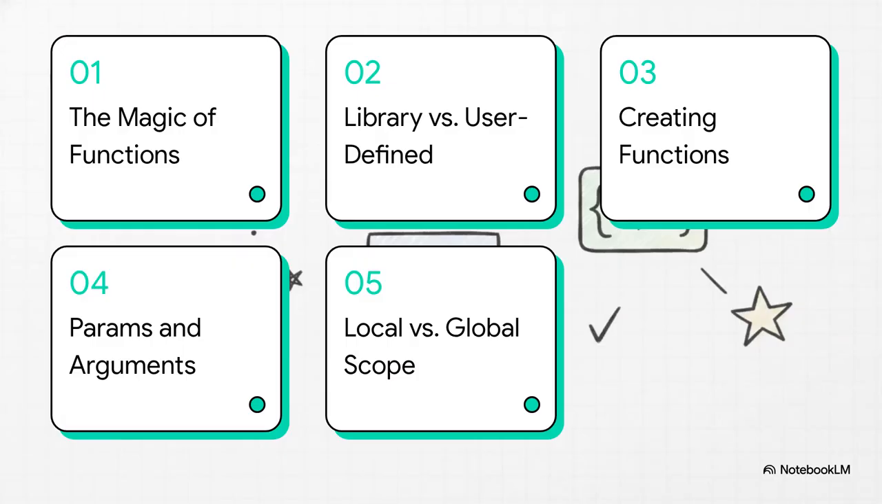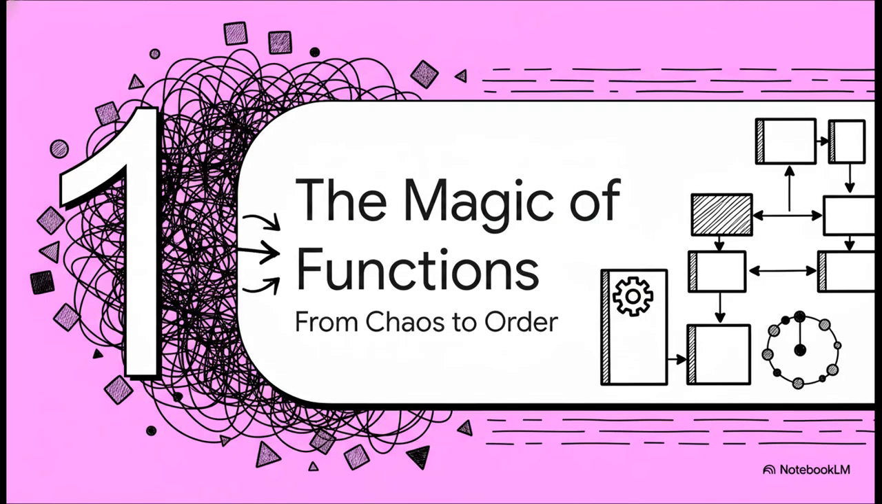Okay, so here's our coding toolkit for today. We are covering 1. The magic of functions. 2. Library versus user-defined. 3. Creating user-defined functions. 4. Parameters and arguments. And finally, 5. Local versus global scope. Let's get right into it. Part 1. The magic of functions.